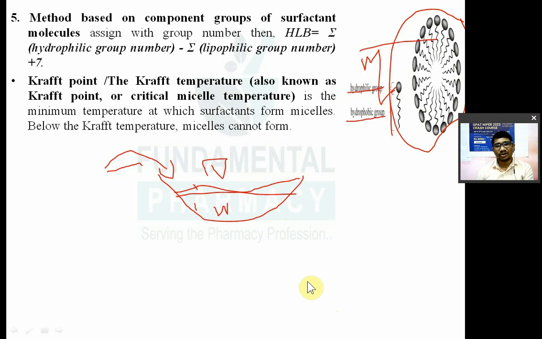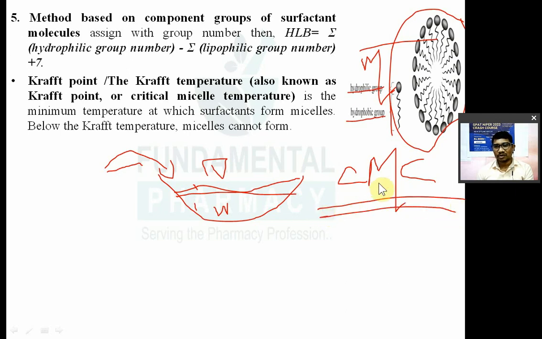The concentration of surfactant at which the formation of micelles takes place is known as the CMC, the critical micelle concentration. What is CMC? The concentration of surfactant at which there is a formation of micelle is known as CMC. इसके ऊपर बहुत बार 2-4 बार क्वेश्चन आ चुका है. Critical micellar concentration is the concentration of surfactant at which there is a formation of micelle in the solution.